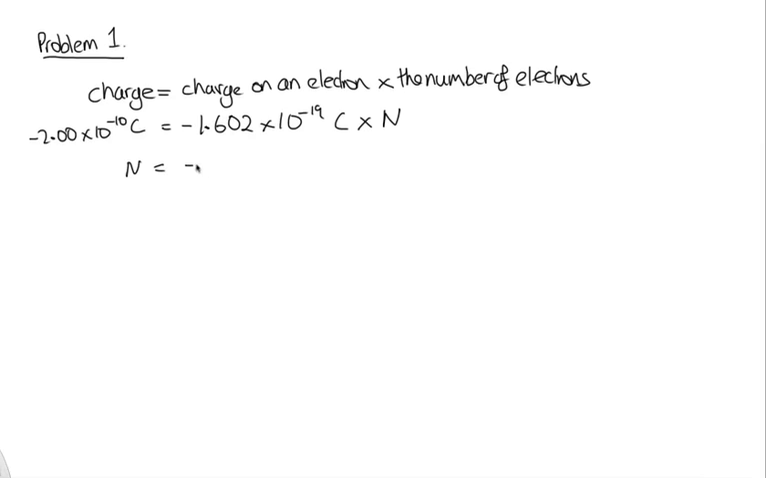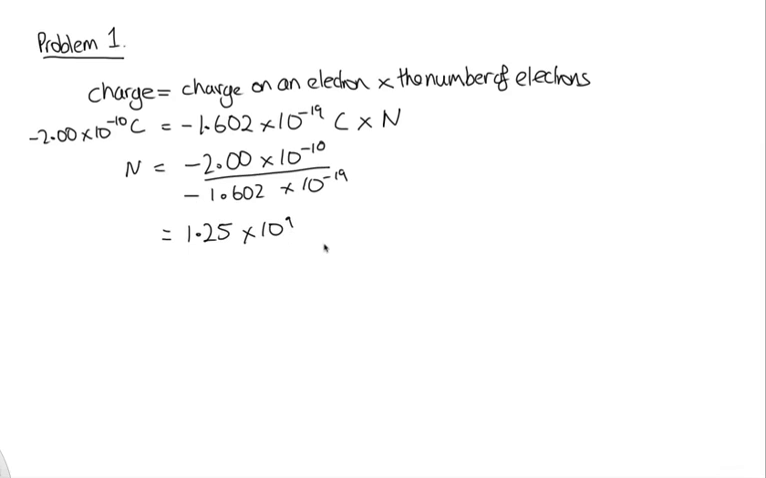So n is equal to minus 2.00 times 10 to the minus 10 over minus 1.602 times 10 to the minus 19. Now these negative signs will cancel each other out. Now we can just solve it on the calculator. So we do 2.00 exp minus 10 divided by 1.602 exp minus 19. When we do that, we get the answer 1.25 times 10 to the 9. And this is the number of electrons, so that's electrons.